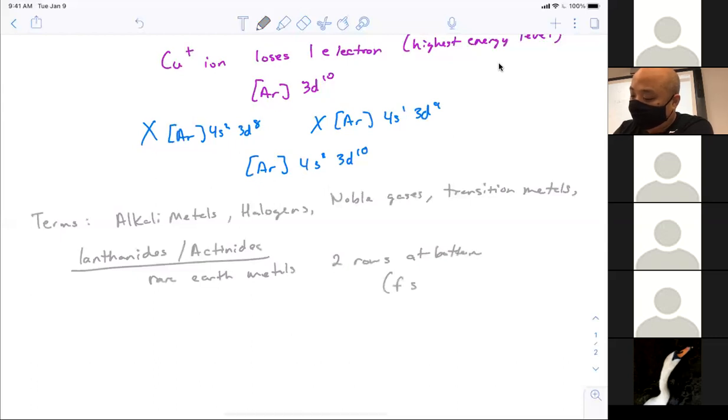They represent the F sublevel. You're never going to have to go that far in electron configuration. You just have to know that that's what they are composed of. Questions on that?